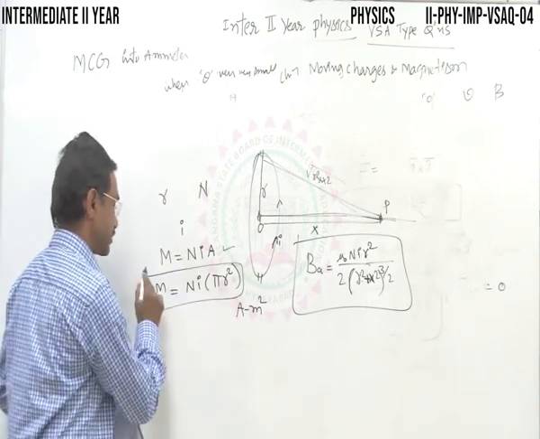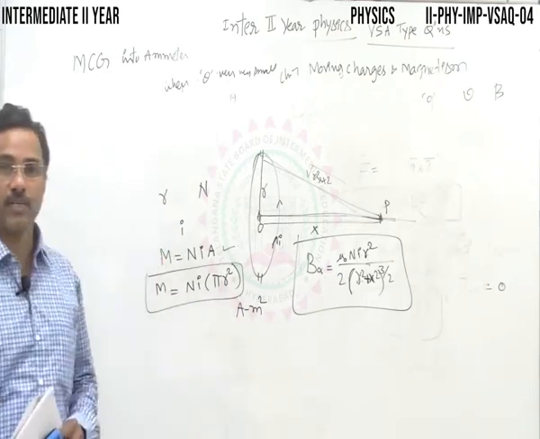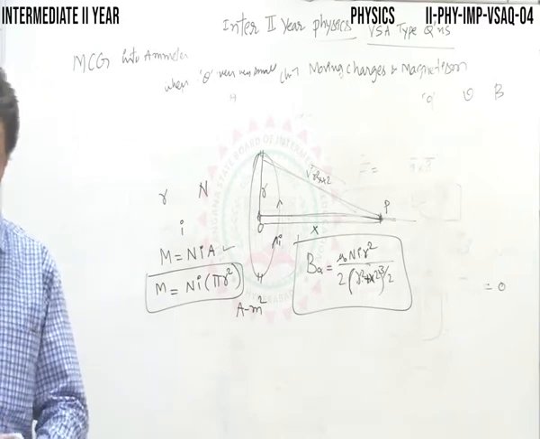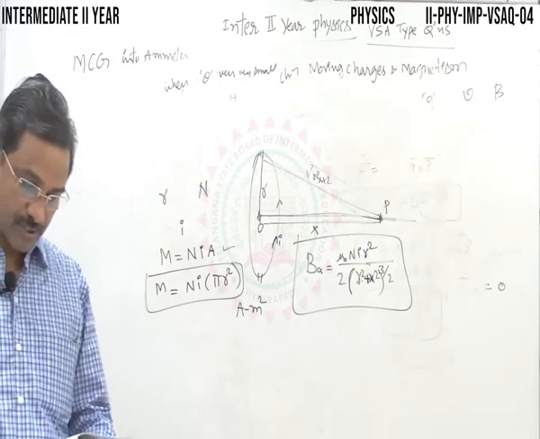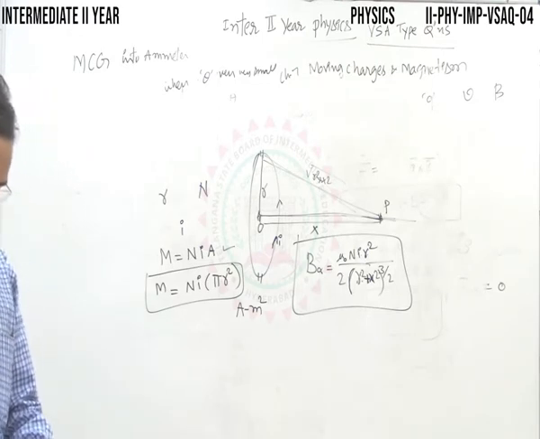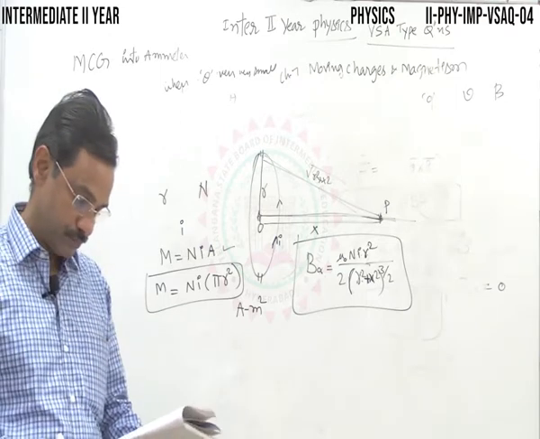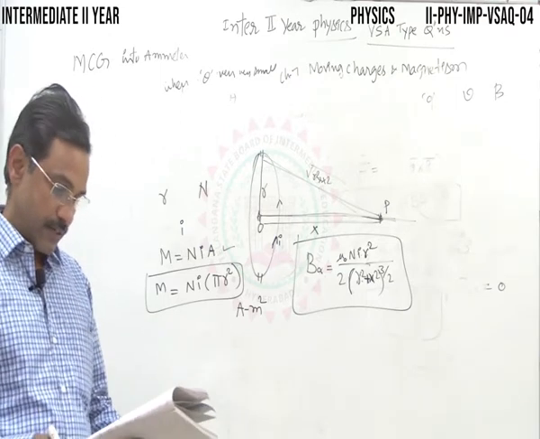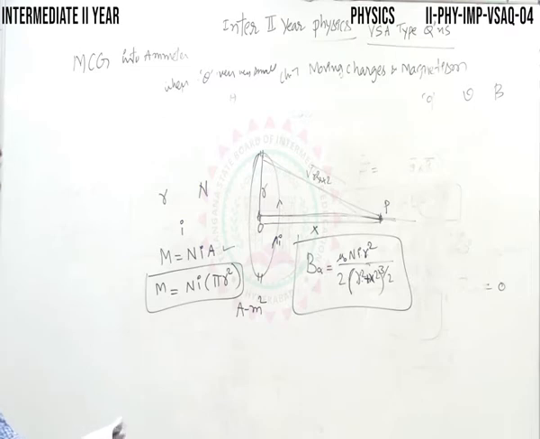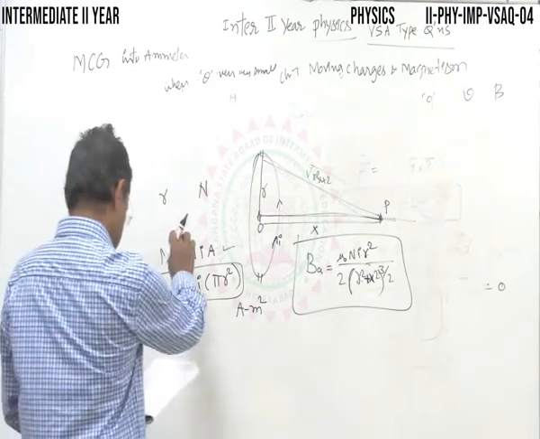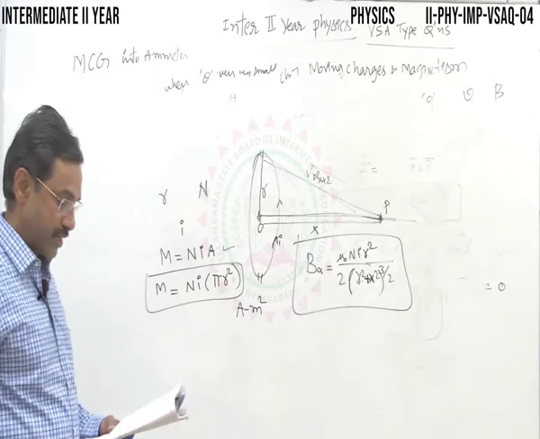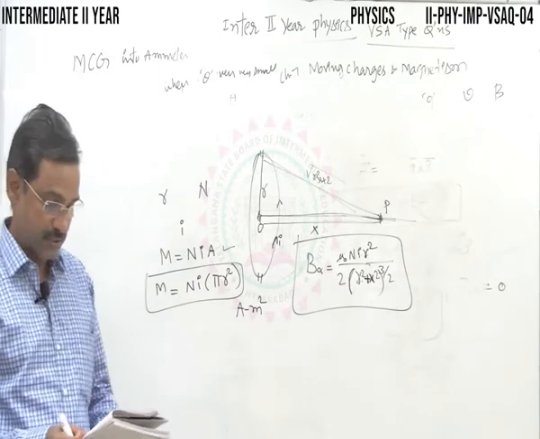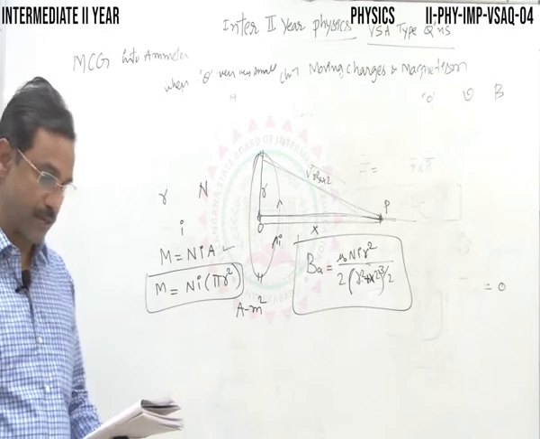Directly you write this expression and explain the terms involved in it: what is N, what is I, what is r. This is a very simple and straightforward one. Hope you have written that. Next, magnetic moment, this we already wrote. A circular coil of radius r having N turns carries a current I. What is its magnetic moment?